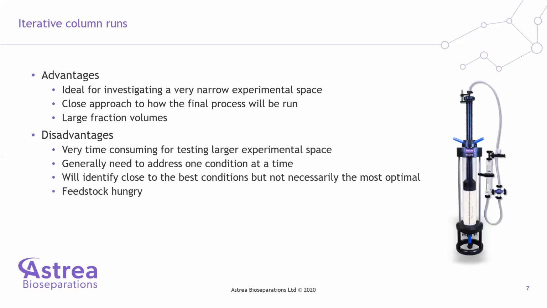So the first one is iterative column runs. This is where we perform a series of column runs investigating a condition at set intervals. For example, if you wanted to investigate pH between pH 4 and pH 6, you might test pH 4, 4.5, 5, 5.5, and 6. The advantage of this is it's ideal for investigating a very narrow experimental space. If you've only got a small area to investigate, a couple of column runs and you've tested this whole space.